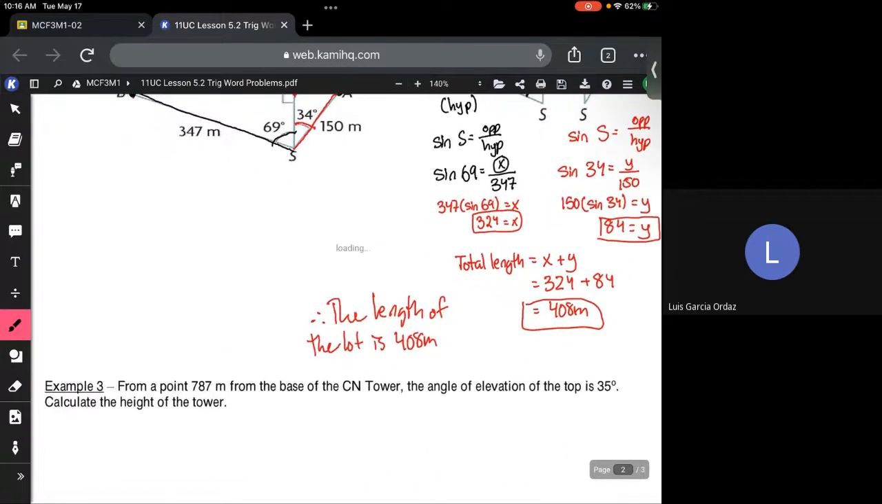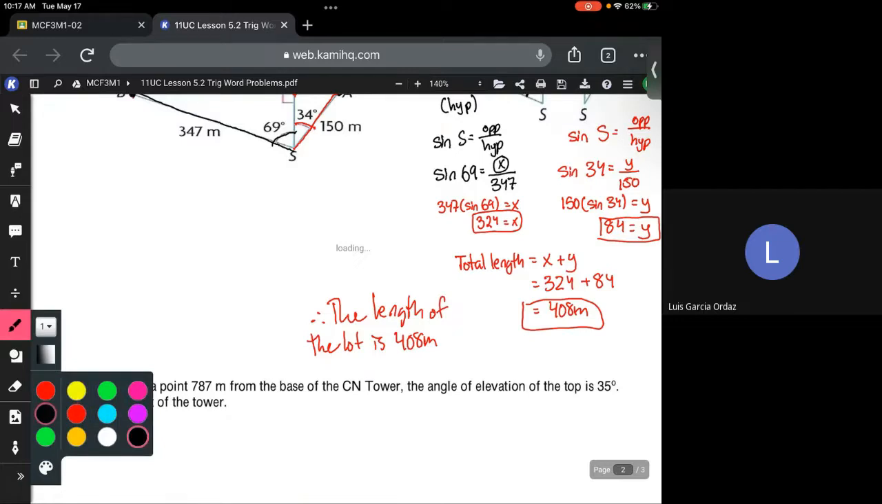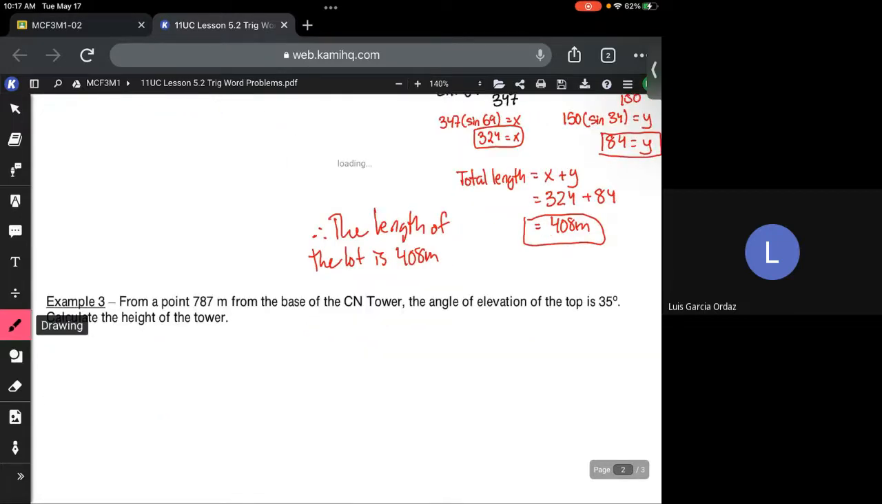For these word problems, because we're using SOHCAHTOA, what I suggest you do first is draw a right angle triangle. So for example 3, I'm going to start off by drawing a right angle triangle. From a point that is 787 meters from the base of the CN Tower, the angle of elevation to the top is 35 degrees. We want to figure out the height of the tower.